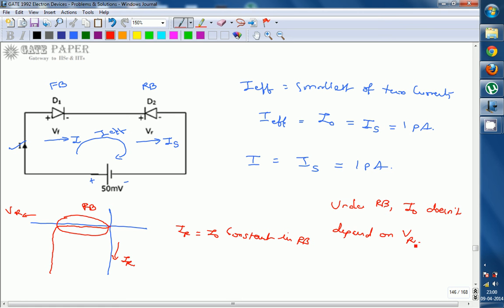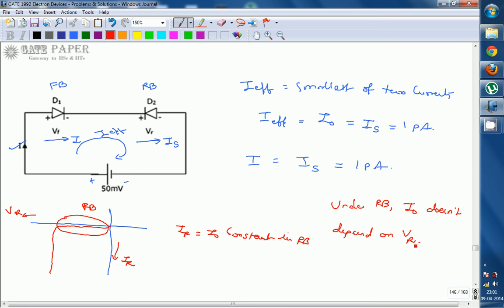Remember that one. So based on this information, you cannot calculate the VR value based on the current flowing through a reverse bias diode. You cannot say whether it is 50 millivolts or 5 millivolts or 10 millivolts. So you cannot calculate the voltage across a reverse bias diode based on the current flowing through it.